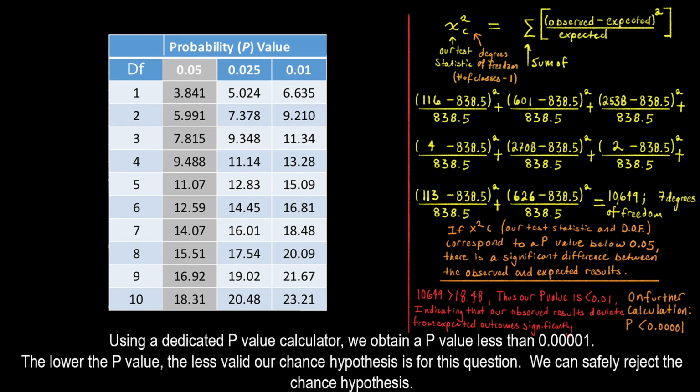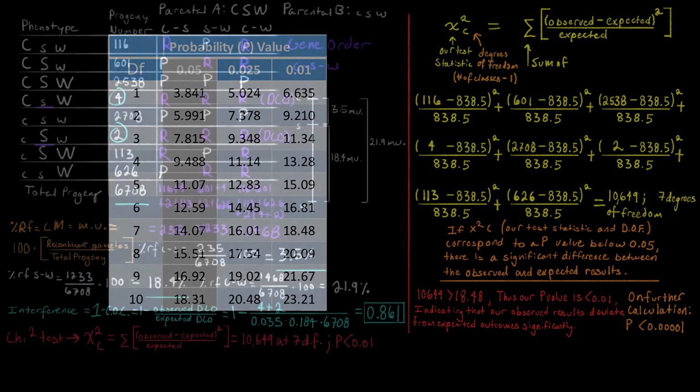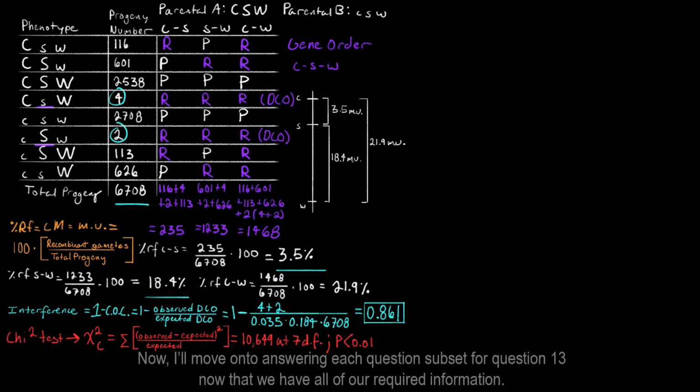Using a dedicated p-value calculator, we obtain a p-value less than 0.00001. The lower the p-value, the less valid our chance hypothesis is for this question. We can safely reject the chance hypothesis. Now, I'll move on to answering each question subset for question 13, now that we have all of our required information.